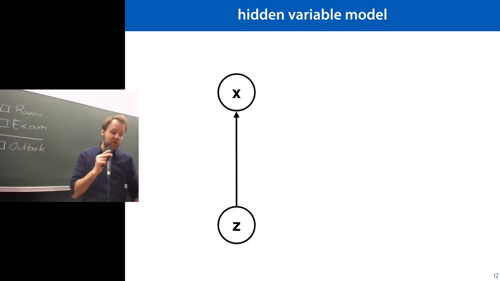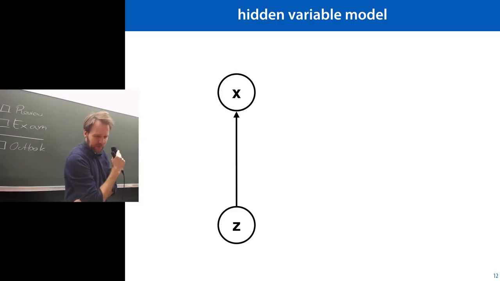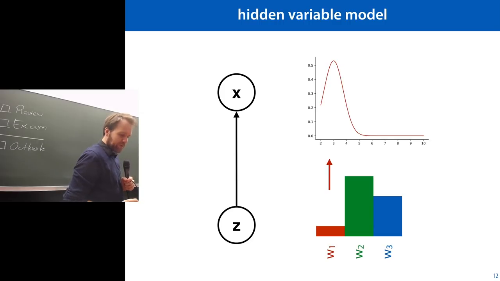After that, we came back to more animations. We came back to probability, where we saw our first hidden variable model. Before this, all the probability models were just a single parameter, and they produce some probability distribution.